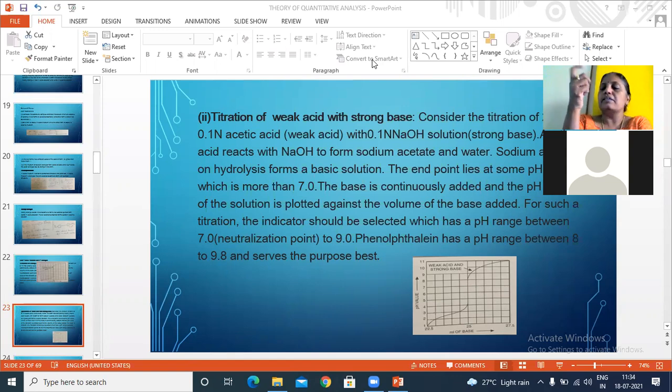The indicator which can work in that range is phenolphthalein, because the phenolphthalein pH range is from 8.3 to 9.5 or 10 maximum. So in that range, phenolphthalein only can work. So we can use it for the acid-base titration of a weak acid versus a strong base. Phenolphthalein is the only indicator which we have to use. Methyl orange is not supposed to be used.